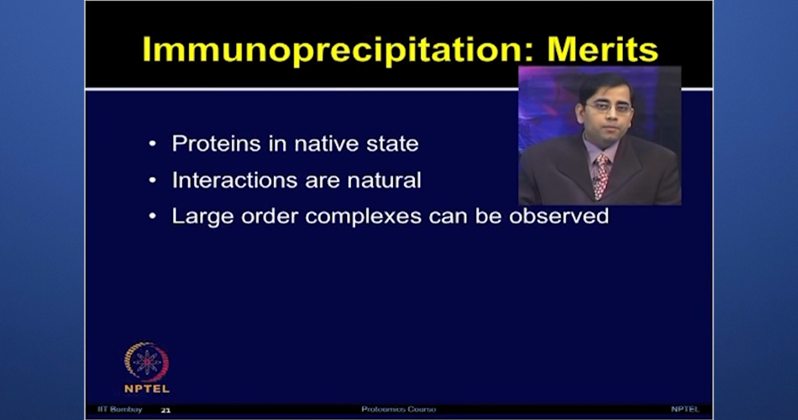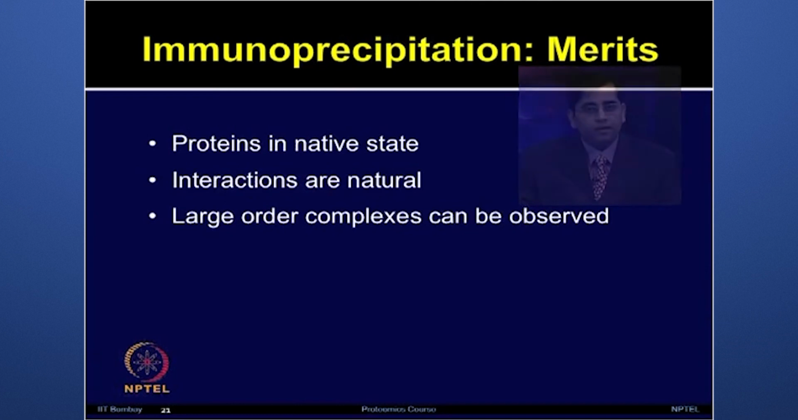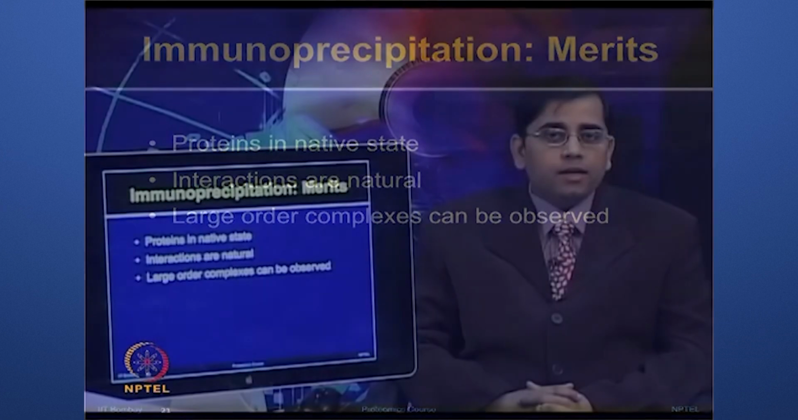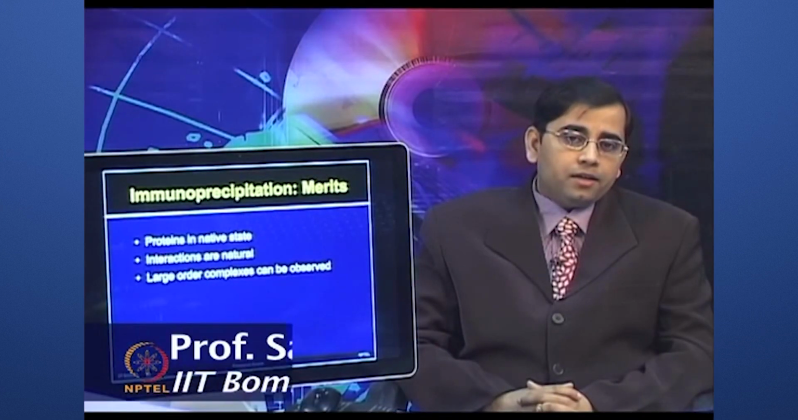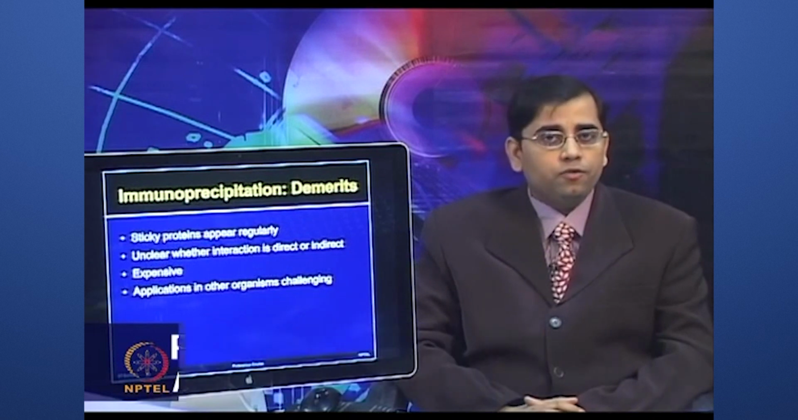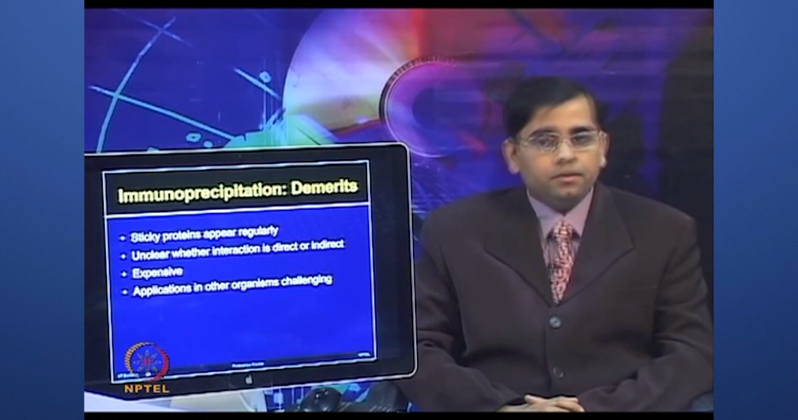Interactions studied by using the immunoprecipitation method are natural, and by using this method, large order complexes can be observed, because the native state will promote the native complex preformation. What are the different demerits of using the IP method?